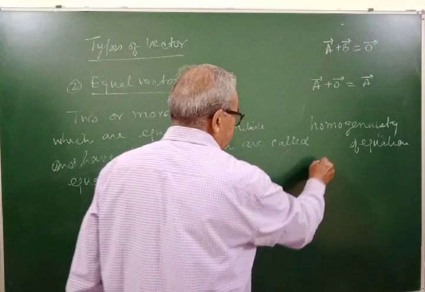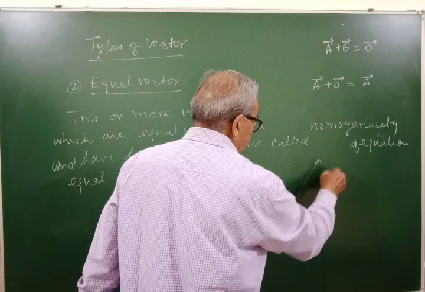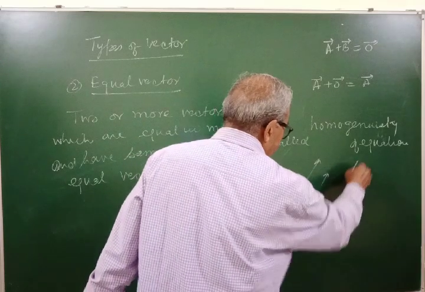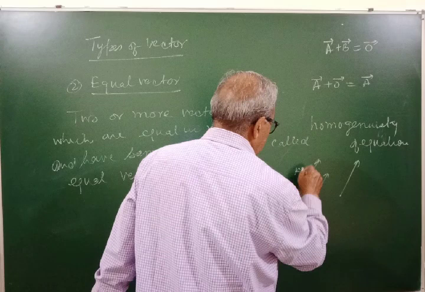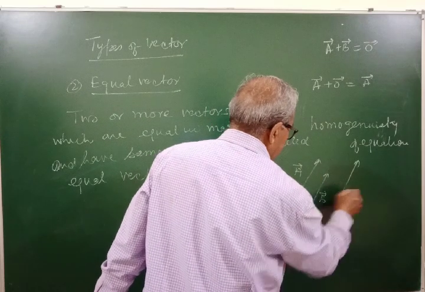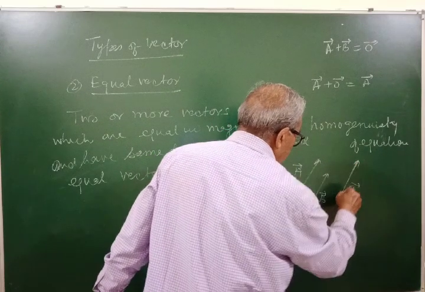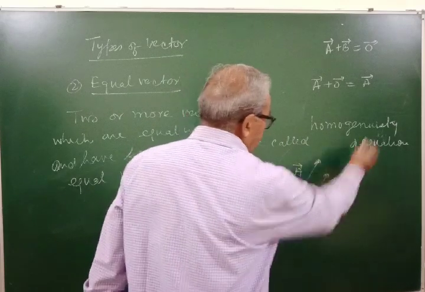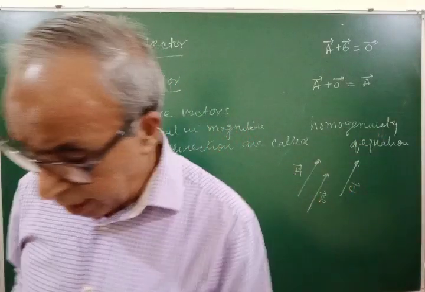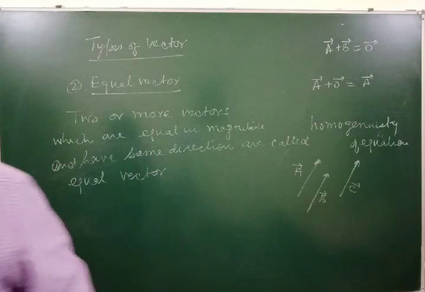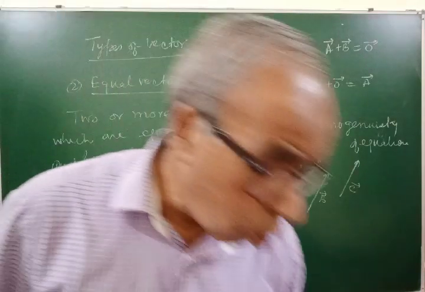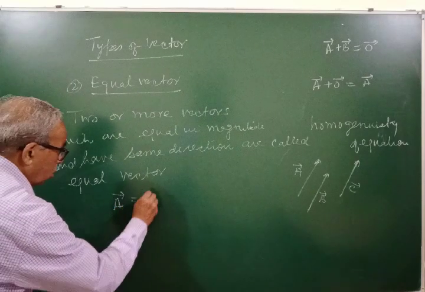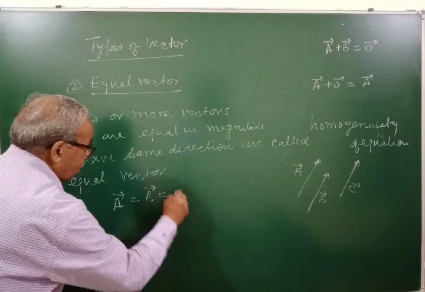If I write here, this is A, this is B, maybe at different places, but they have the same direction. It is C. A, B, and C. They have the same magnitude. Magnitude is the length of the line. And if they are parallel vectors, then they are called equal vectors. And we can write here vector A equal to vector B equal to vector C.